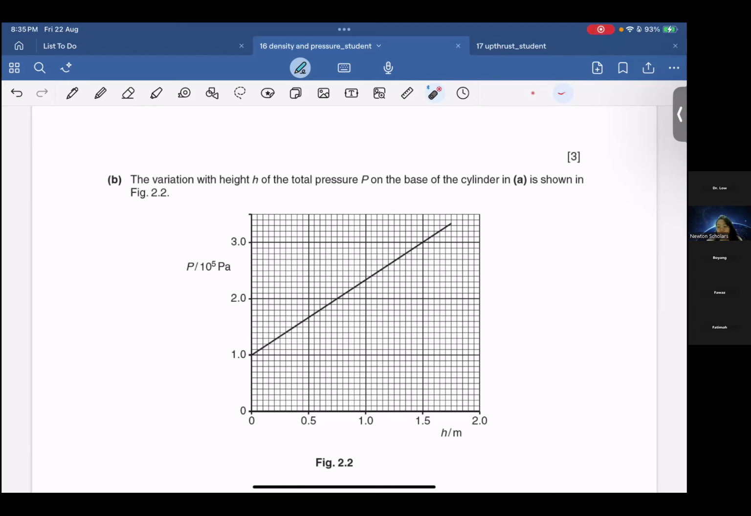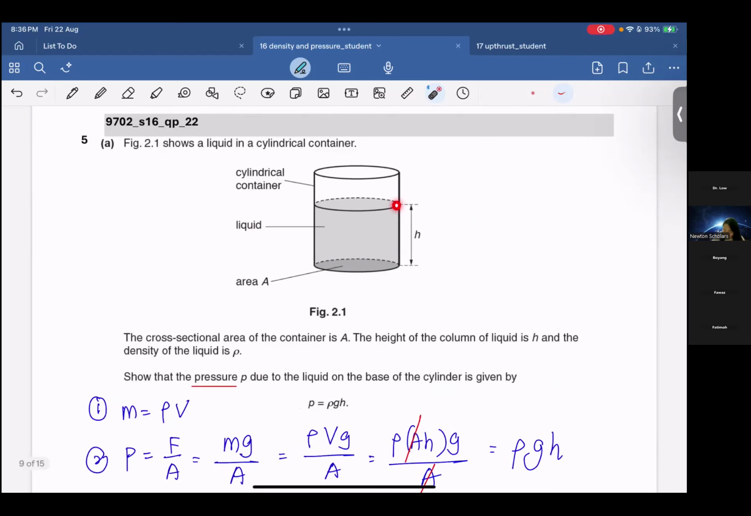Why do we still have 1 times 10 power of 5? Thank you, Prasan. Good job. Yes, correct, because there is atmospheric pressure. They are here when H is zero. That means they start from here and go down. So here, we still have the pressure 1 times 10 power of 5 because there is atmospheric pressure.